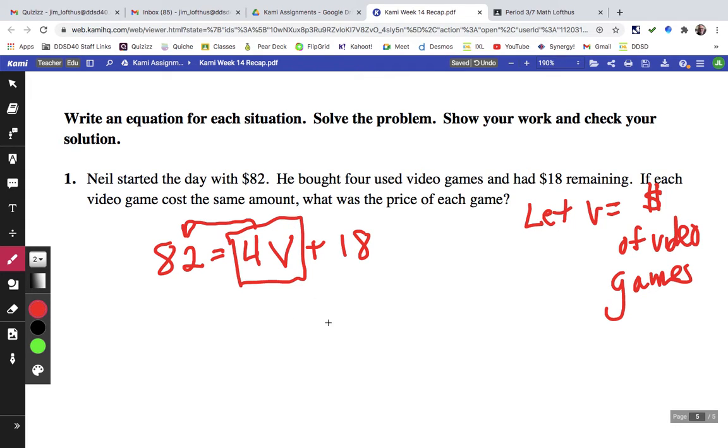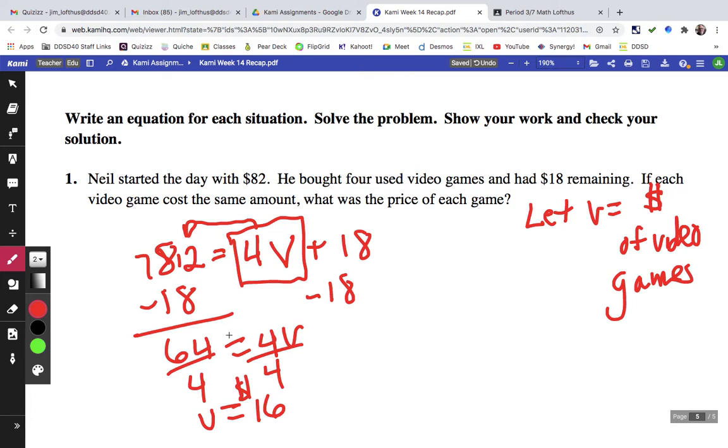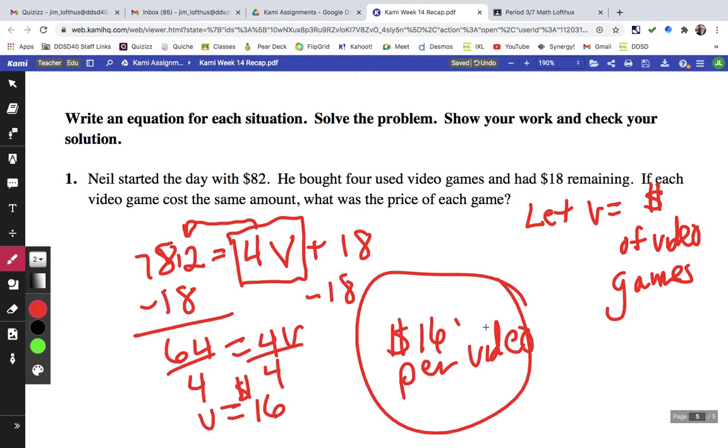So to solve that, we're going to subtract 18. And we're going to get 64. And then we're going to divide by 4. So apparently he paid $16 for each video. So we're going to say $16 per video. That should be right there. Okay, let's see if that makes sense. Let's double check that and put it back in here.